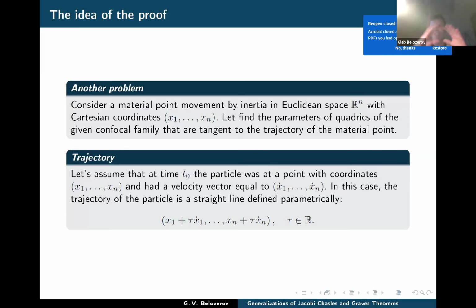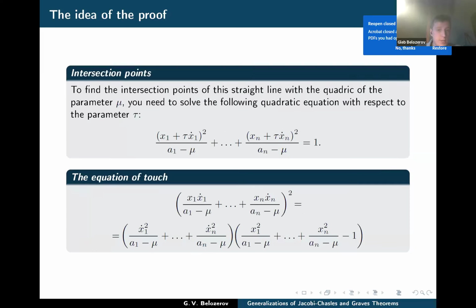Oh, that is classical geodesic flow in Rn. In this case, the trajectory of the particles is a straight line defined parametrically. To find the intersection points of this straight line with the quadric of the parameter mu, we need to solve the following quadratic equation with respect to parameter tau.